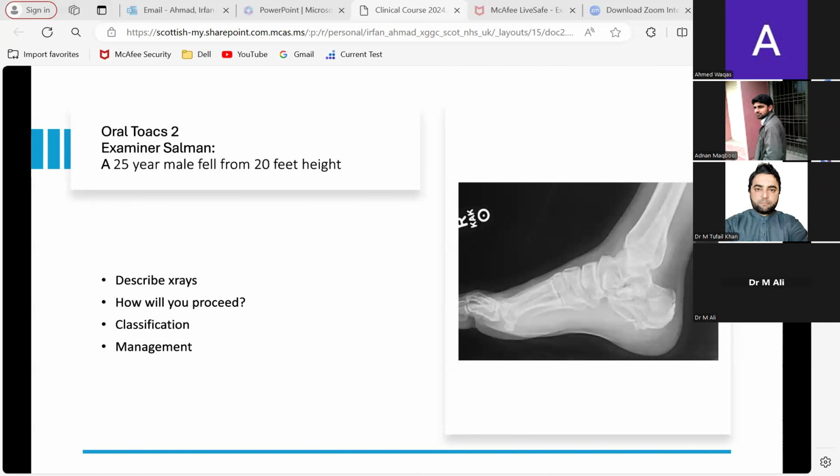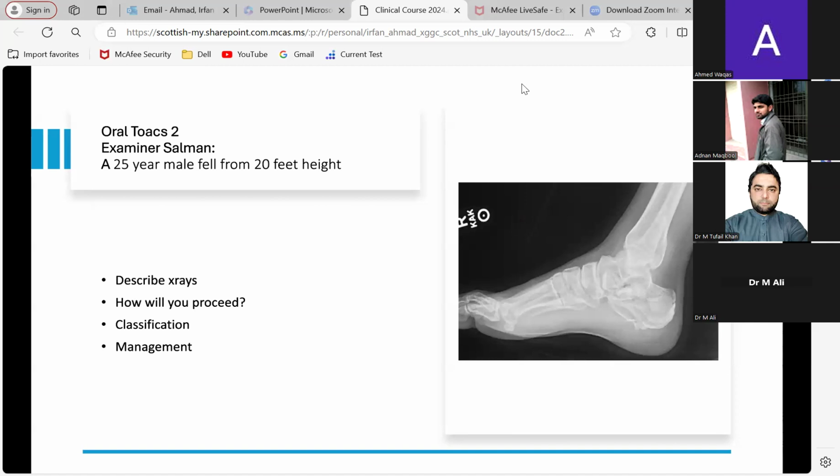Okay, very good. So you have done these X-rays. So this is an isolated injury. How will you proceed? Then I'll take the X-ray. Since this is the lateral view of the ankle, I'll do further imaging of the ankle joint.